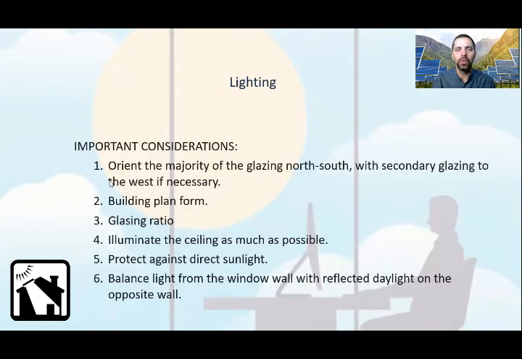On this slide, you can see what considerations to consider when designing sunlight lighting. We will talk about them in detail. First of all, orient the majority of the glazing north-south with secondary glazing to the west if necessary. Use a proper building plan to determine the required glazing ratio. Illuminate the ceiling as much as possible. Protect against direct sunlight and balance light from the window wall with reflected daylight on the opposite wall.